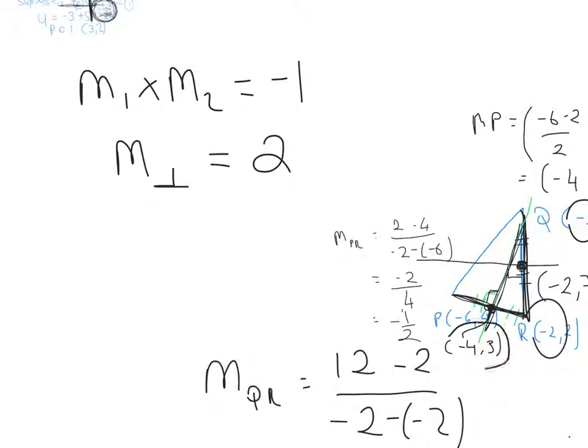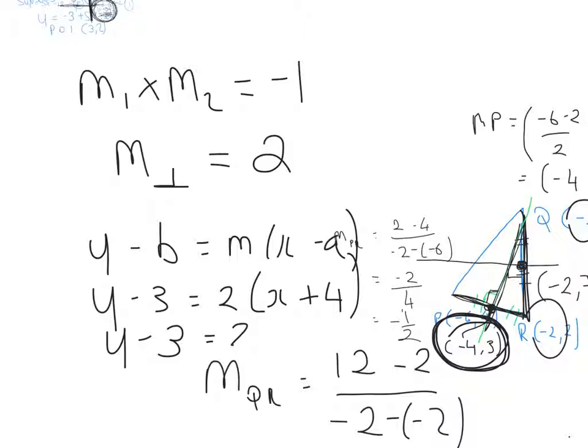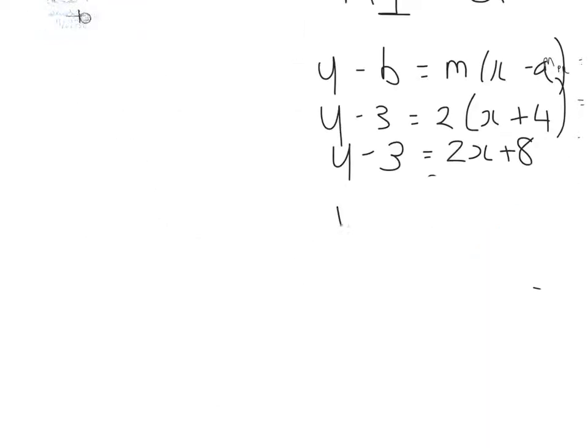I then use the point, which was the midpoint, (-4, 3) as (a, b), and it's y minus b equals m bracket x minus a. Y minus 3 is equal to 2 bracket x minus -4, which is x plus 4. And that will be y minus 3 equals 2x plus 8, which then gives me y equals 2x plus 11.